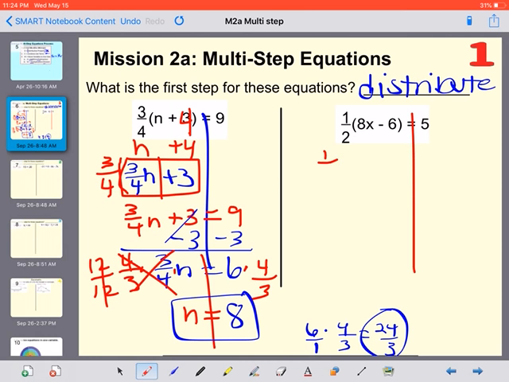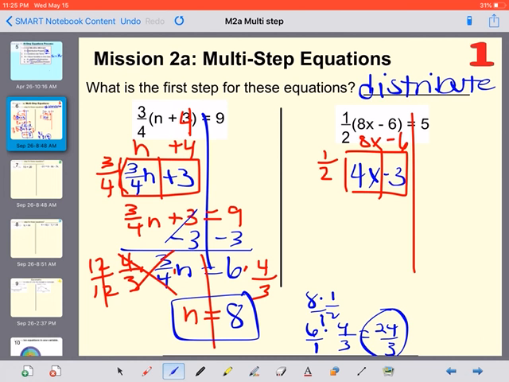We're still going to distribute 1/2 times 8x and 1/2 times negative 6. So half of 8 is really just 4x. Or you can do, like we did here, 8 times 1/2 and multiply it out. And half of negative 6, half of 6 is 3, negative 3. So here's our equation, 4x minus 3 equals 5.